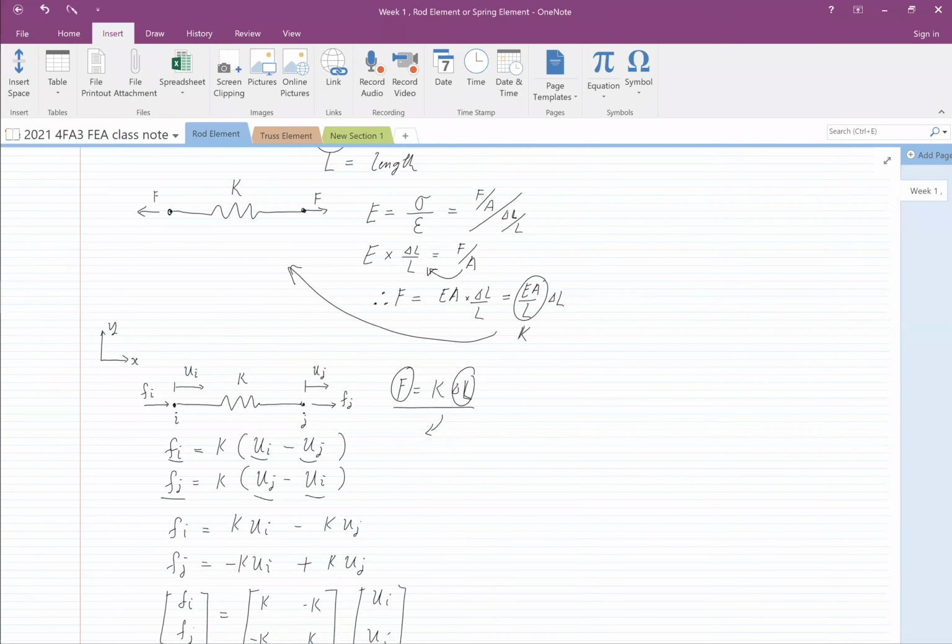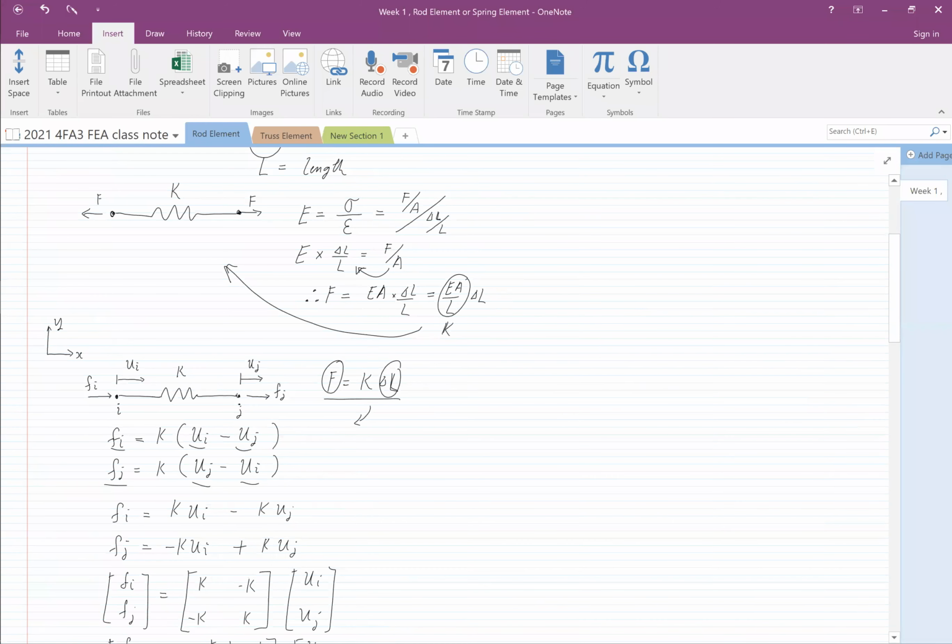So the homework for you guys, number one, review the notes in week 0, how we multiply matrices together. And then the second task for you is to review the notes on rod elements and finish the assignment, and upload it into Avenue to Learn.